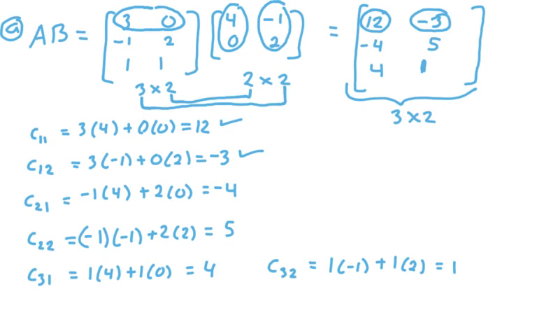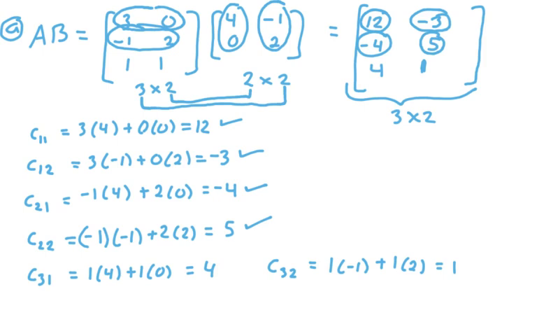To find C21, I take the second row of A and dot it with the first column of B. When I do that, I get negative 1 times 4 plus 2 times 0, and the correct answer here is negative 4. If I want the entry in the second row, second column, I'll call that entry C22. That's negative 1 times negative 1 plus 2 times 2. You get 5.